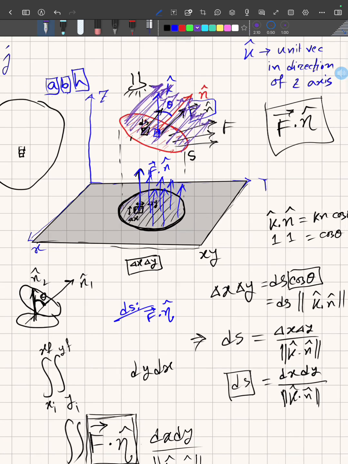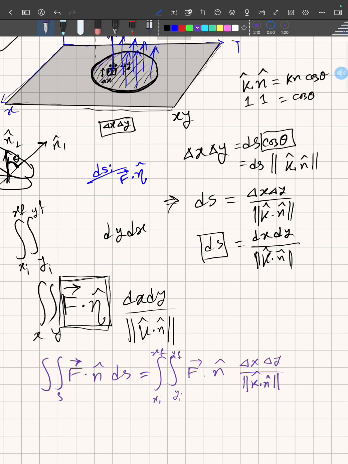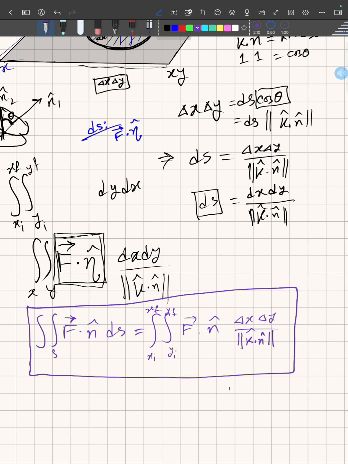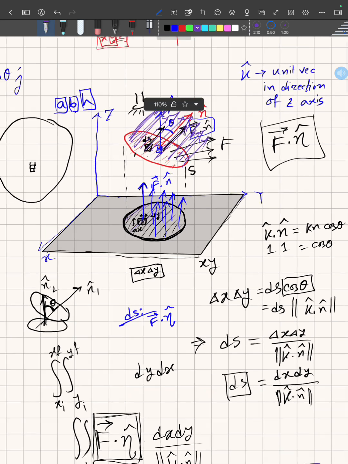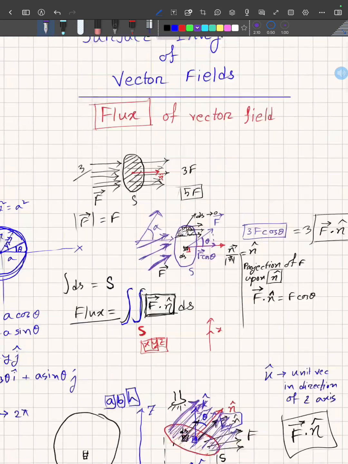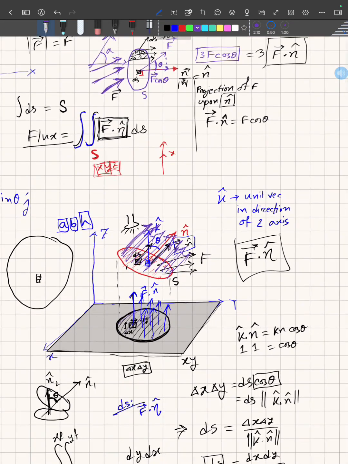We could have taken another plane, suppose the xz plane, and then we would have here j cap dot n cap. I think you are clear now. So this is how we actually calculate the flux lines, how many flux lines are passing through a surface at a certain time. And so the surface integration of vector fields is actually the flux calculation.